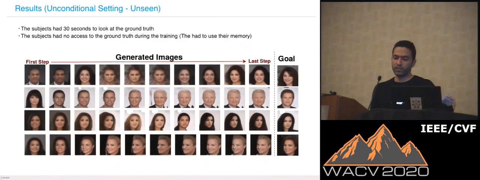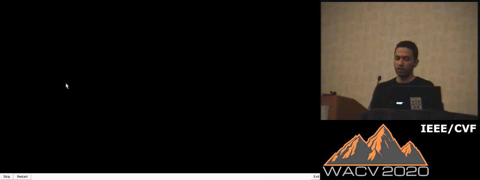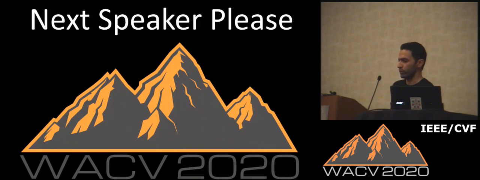These are some other results from unseen scenarios in which the user hasn't had access to the ground truth during the image generation; they just use their own memory to generate these images. And finally, in the conditional setting, when part of the code has some meaning and the user can tune that by hand, our network led them to actually tune those parts of the code, and then we just search through the random code. Thank you.